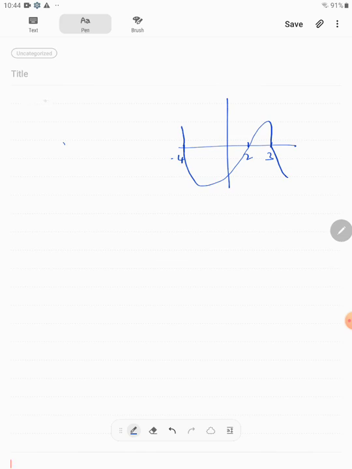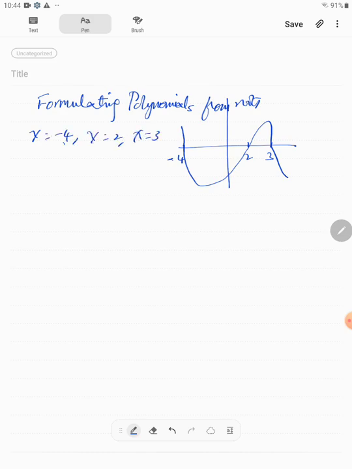So our title is Formulating Polynomial Functions, okay? Polynomials from roots. So in this case, you'll have three values for x. x is at -4, x is at 2, and x is at 3. So this is the first step, make them equal to x, because sometimes they'll be listed.